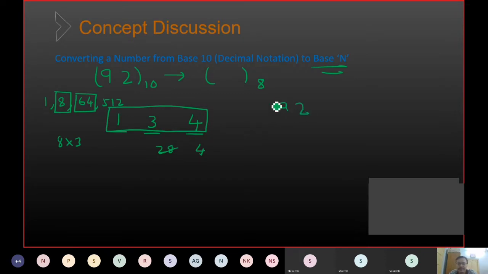Alternatively, what he could have done is this. Keep successively dividing. If I divide 92 by 8, what is the quotient? 11. What is the remainder? 4. Again, if I divide 11 by 8, quotient 1, remainder 3. Again, if I divide it by 8, 0, remainder 1. So your number is nothing but, in this sequence, 134 base 8. So that is how you can denote any number from base 10, that is decimal notation, to base n. Is this clear?